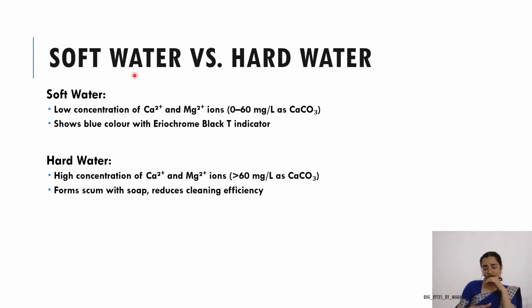Now, when we speak about hard water, it has a higher concentration of calcium as well as magnesium ions, more than 60 mg per liter as calcium carbonate. It forms scum with soap, which reduces the cleaning efficiency. It causes scaling and corrosion in pipes, boilers, and machineries. So it is better to use soft water in industry as well as domestic use.